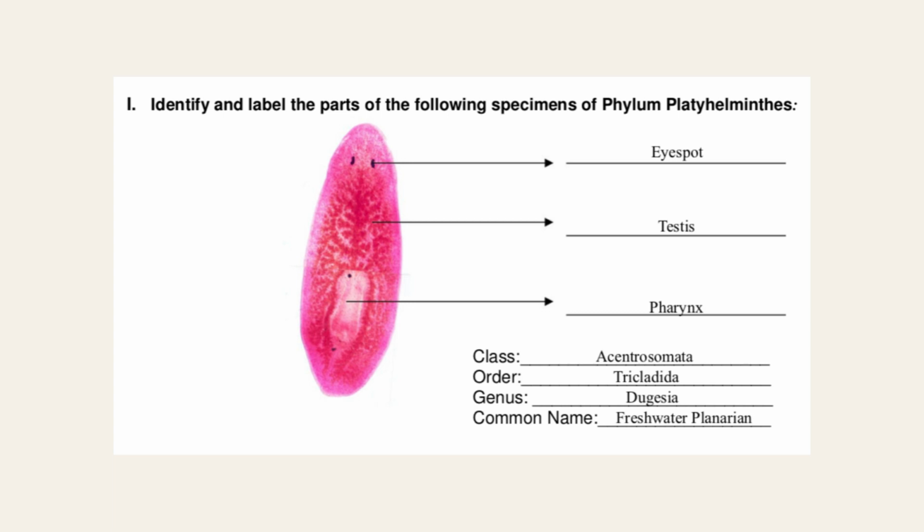So the first specimen that we have is under the class of Acentrosomata and under the order of Tricladida. Its genus name is Dugesia with the common name of freshwater planarian. The first arrow is pointed to its eye spots, which are medial to the auricles. The next arrow is pointed to its testis, and the last one is the pharynx, which appears to be a clear and prominent tubular muscle.